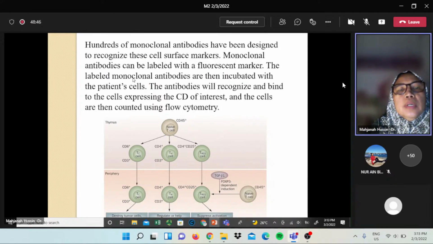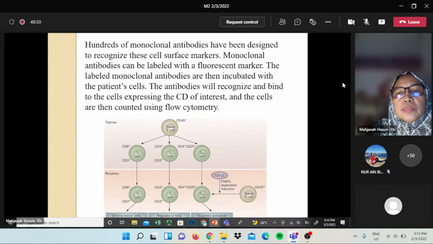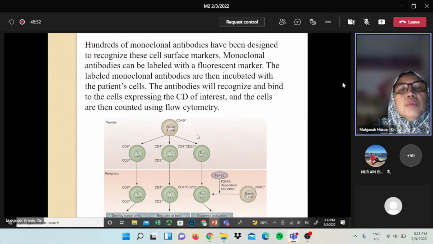Here, just telling you, a monoclonal antibody is designed to recognize cell surface markers. Monoclonal antibodies can normally be labeled with a fluorescent marker, so they will recognize and bind to the cell expressing the CD of interest.